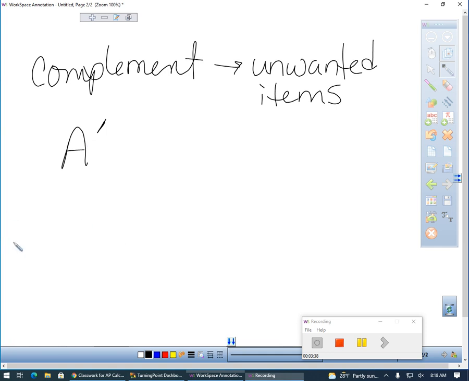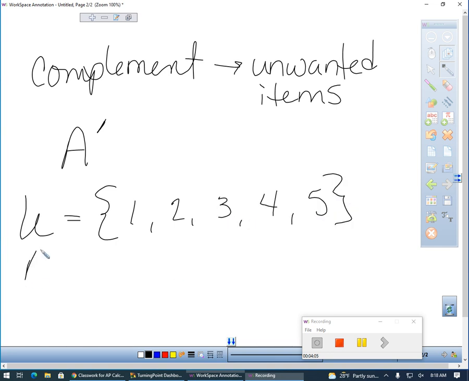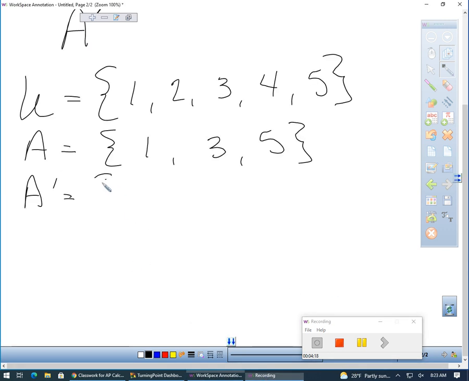So if I have a universal set, which again was another one of your vocabulary words, universal is the biggest one that's available. If I have a universal set of, let's say, 1, 2, 3, 4, and 5, and I say that A is 1, 3, and 5, the complement of this, or A prime, are all the things that aren't included here. So, for example, what's not included in 1, 3, and 5? 2 and 4. Exactly.